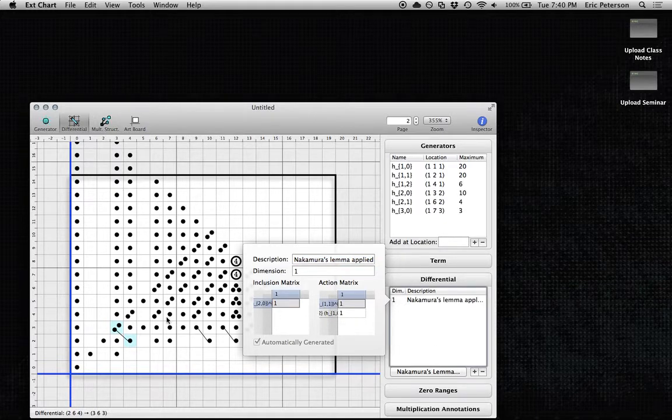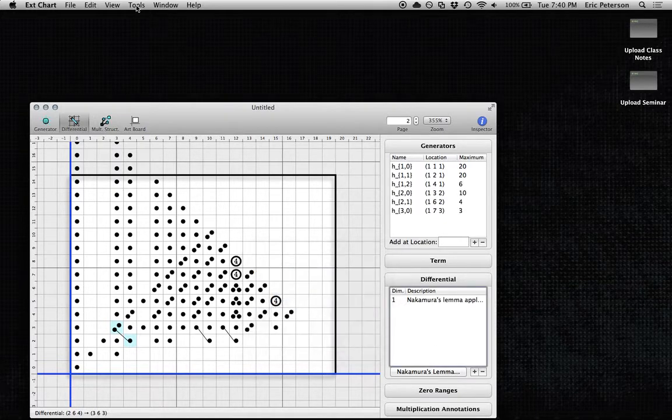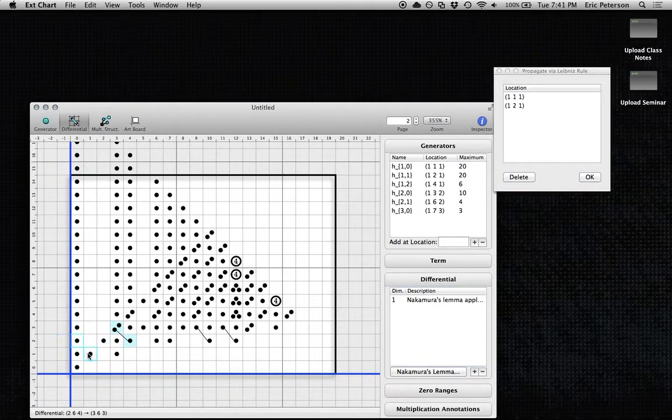Once you know about these 3 differentials, then Ext Chart is able to infer a whole network of them by applying the Leibniz rule. In order to apply the Leibniz rule, Ext Chart needs a little bit of help. You need to tell it where the indecomposable generators of the spectral sequence are.